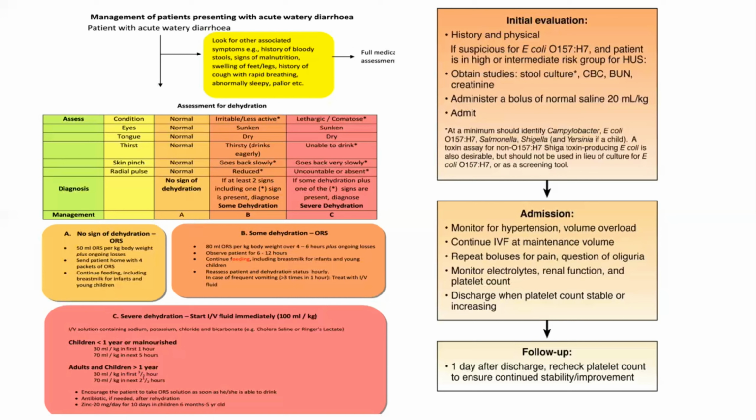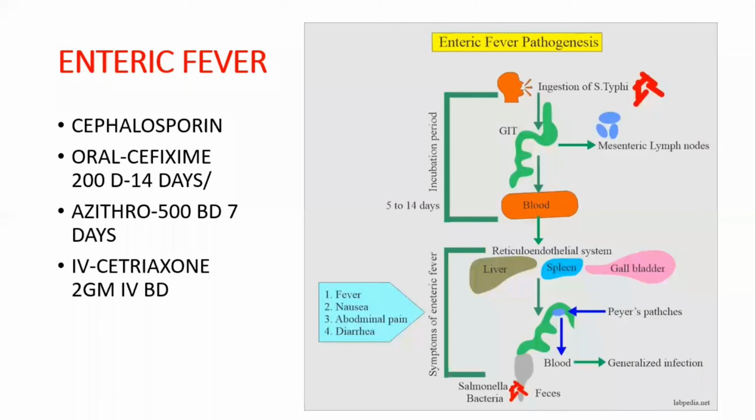Initial evaluation by history and physical in case of dysentery suspicious for E. coli O157:H7 strain. Obtain stool culture, CBC, blood urea nitrogen, and administer a bolus of normal saline 20 ml per kg, and admission. On admission, monitor for hypertension, volume overload, and monitor electrolytes, RFT, and platelet counts, and discharge when platelet count is stable or increasing in case of dysentery. Follow up 1 day after the discharge and recheck platelet count to ensure continued stability or improvement.